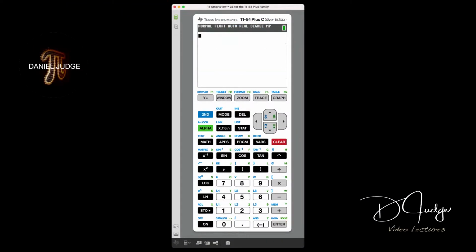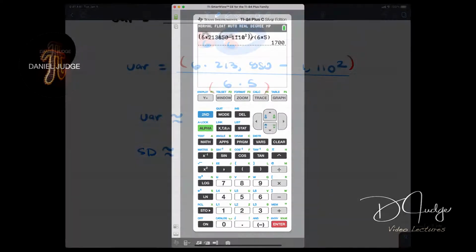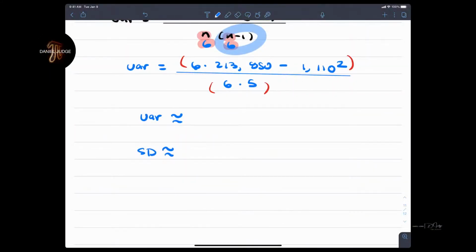We'll clear it and say, okay, parentheses, 6 times 213,850 minus 1,110. You raise that to the second power and you close this. Divide by 6 times 5 and you close that. And ladies and gentlemen, let's take a look here. Sure enough, the variance is 1,700. Okay, that's what we got before.